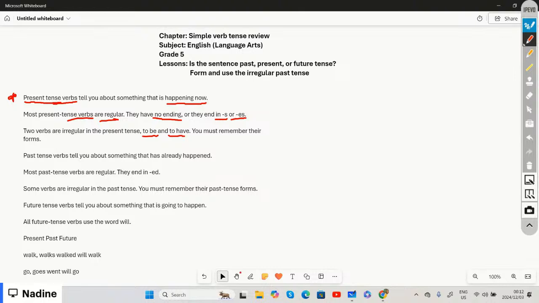And if we look at an example, then we can say, remember also when it comes to simple present tense, whether we add s or es will depend also if we are referring to one person doing an action or more than one person doing an action.